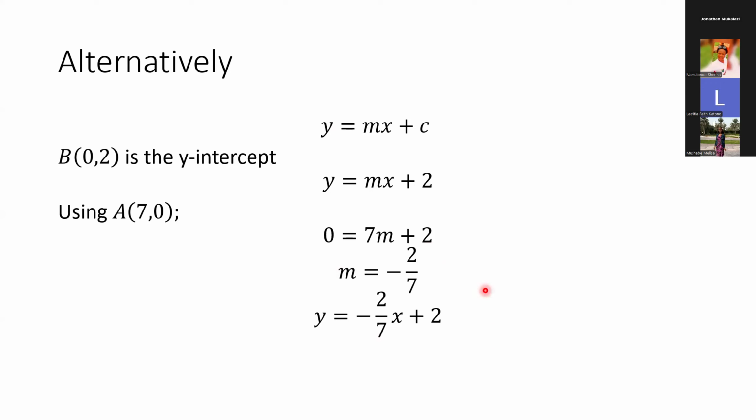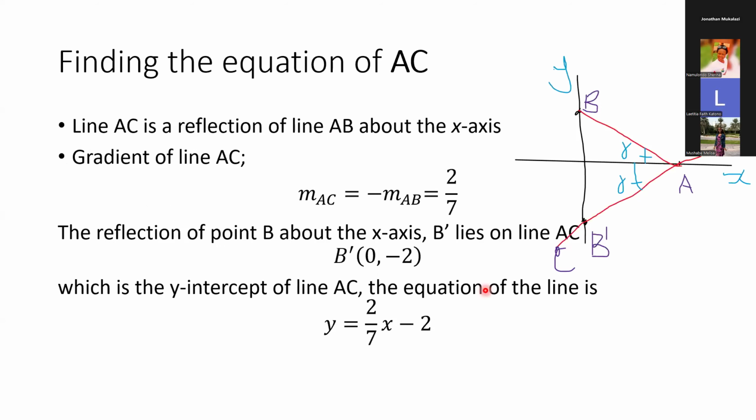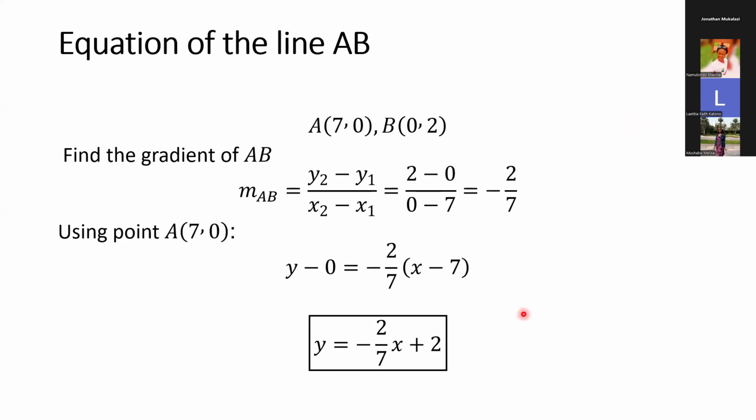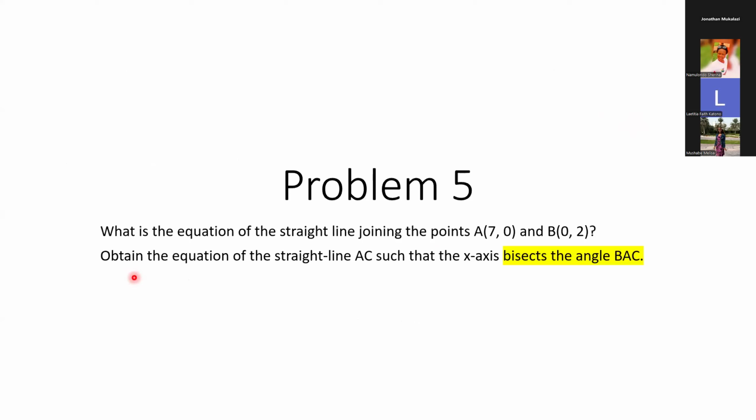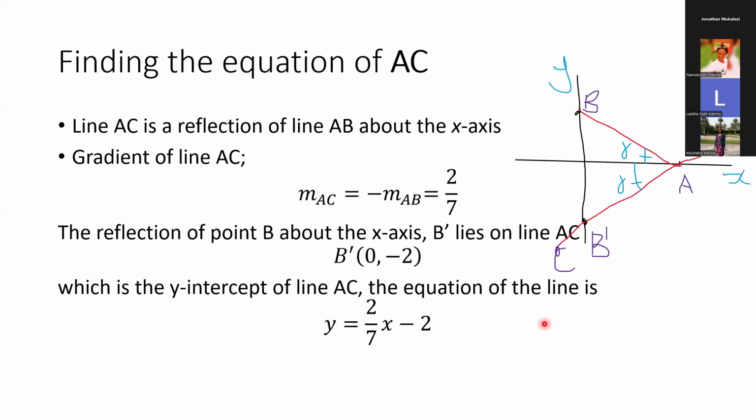We are going to the next point, which is finding the equation of line AC. Let me first go back to that slide so that we see. They said obtain the equation of a straight line AC such that the x-axis bisects the angle BAC. Right?